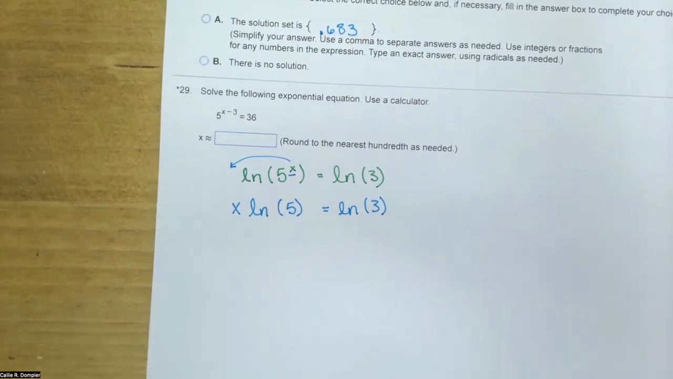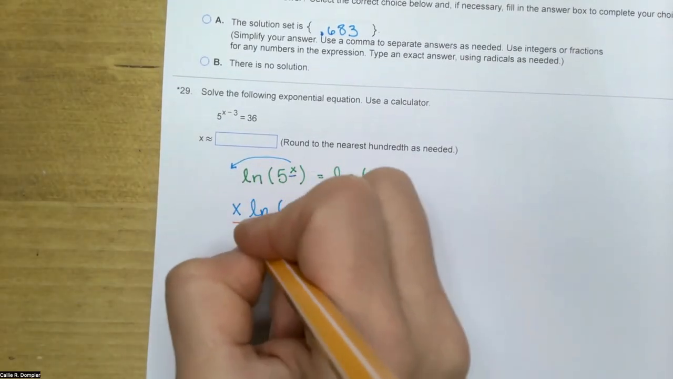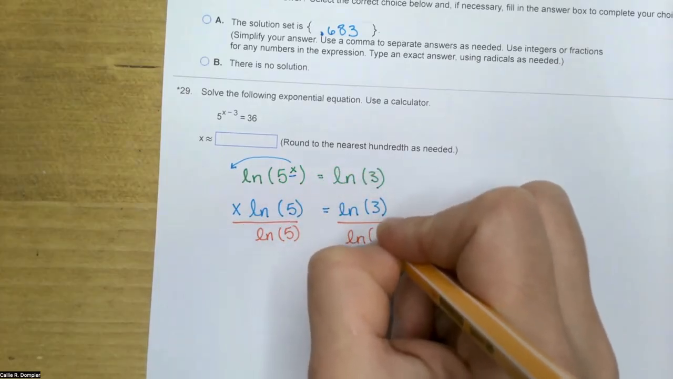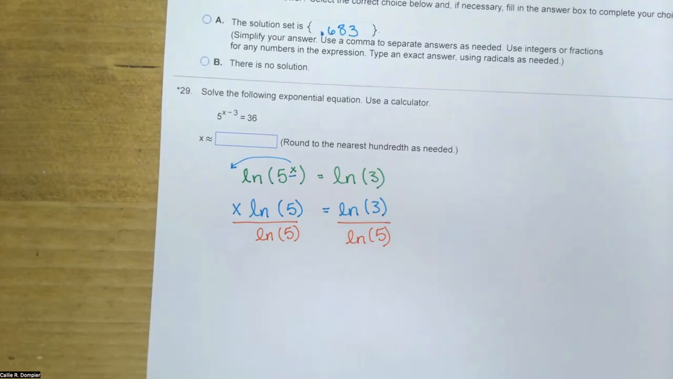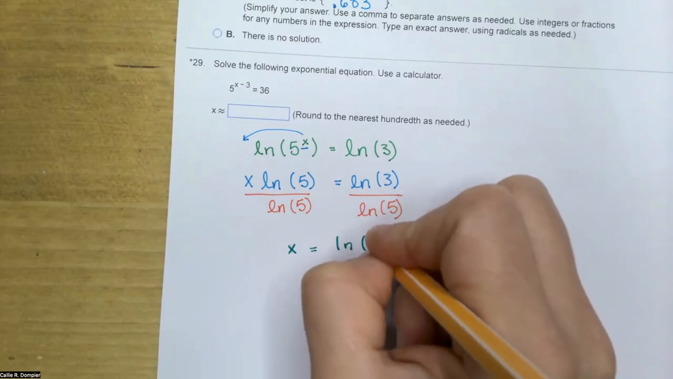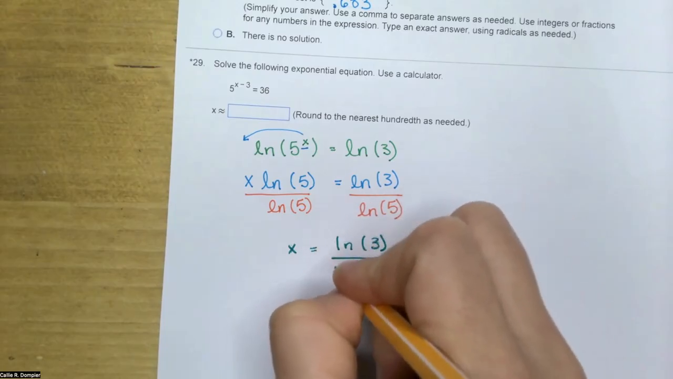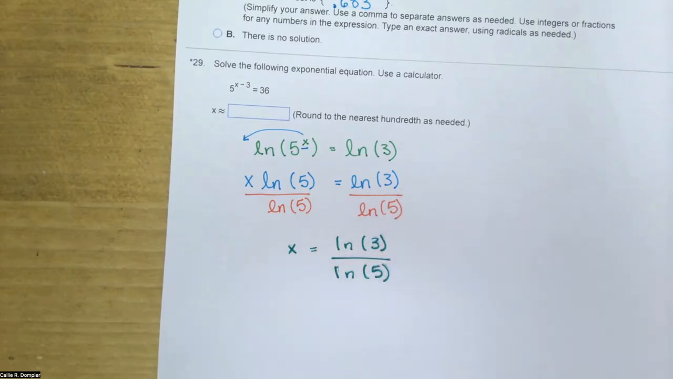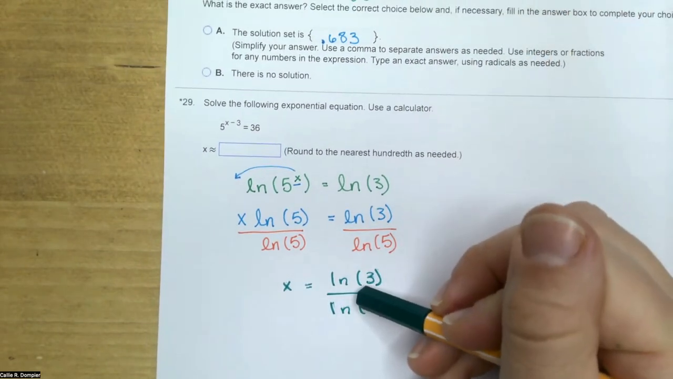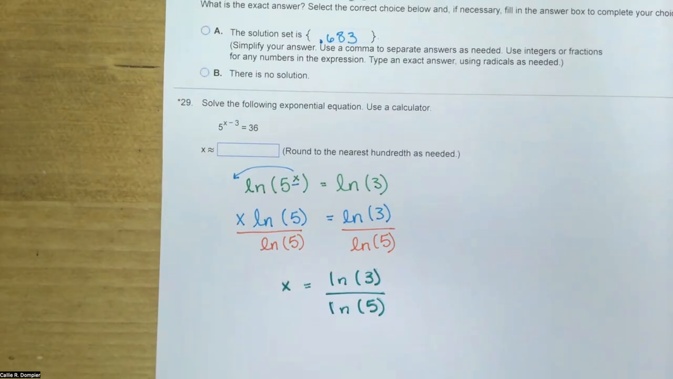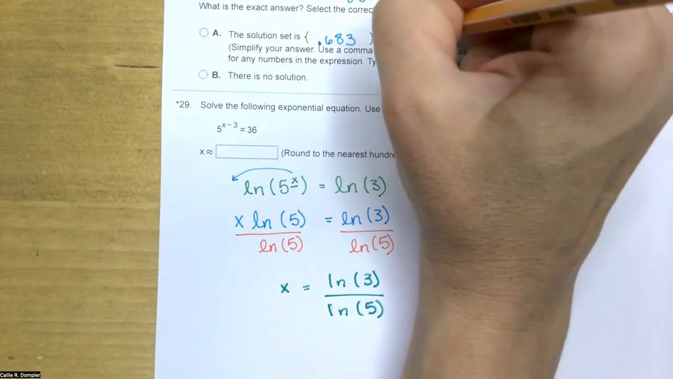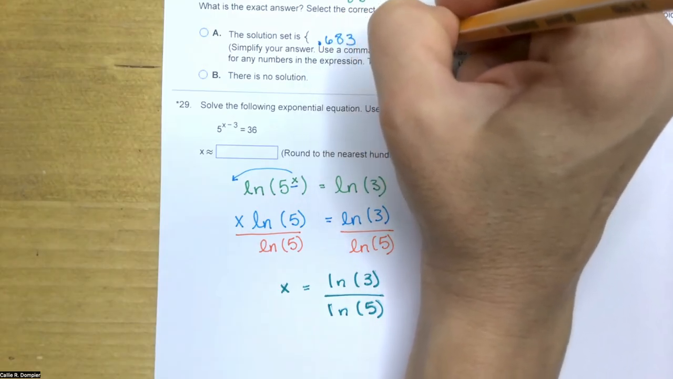So right now x is being multiplied by the natural log of 5, so I'm going to divide both sides by the natural log of 5. And what I get is x equals the natural log of 3 divided by the natural log of 5, which should give us that same decimal, but they didn't want it in decimal form. They wanted it in an integer or a fraction. So this will be the fraction: natural log of 3 divided by natural log of 5.